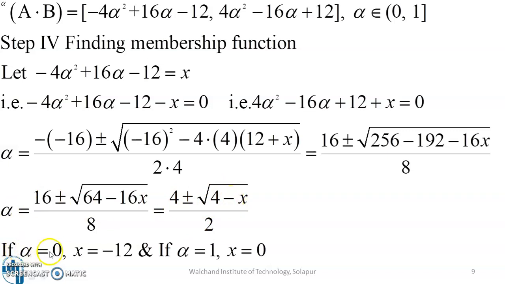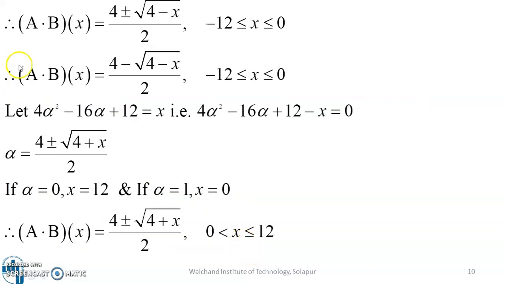Now this will be the expression of alpha in terms of x. Now putting alpha equal to 0 in this equation, we get x as minus 12, and putting alpha equal to 1 here, we get x equal to 0. Therefore, the first step for the membership function for a into b is 4 plus minus square root of 4 minus x upon 2, where the range is minus 12 less than or equal to x less than or equal to 0.